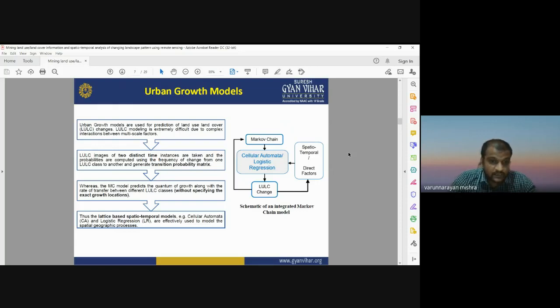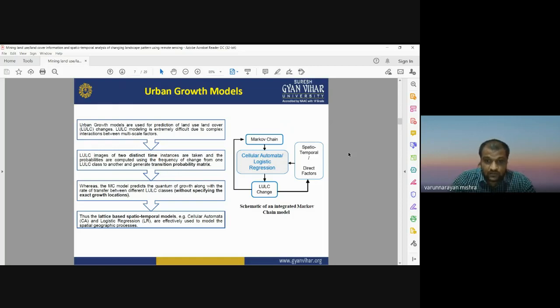Okay, and after that we can have different models, cellular automata model and logistic regression models, that are effectively used to model the spatial geographic process. So Markov chain provides us the probability, and after getting the probability of the change of one class to another class, we can have different other models: cellular automata, logistic regression, neural network model. These models can be effectively applied to model the location of the change, to model the spatial information of the change.